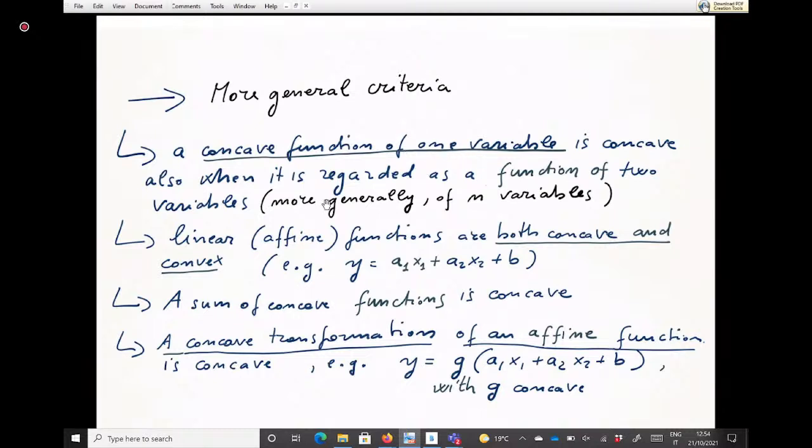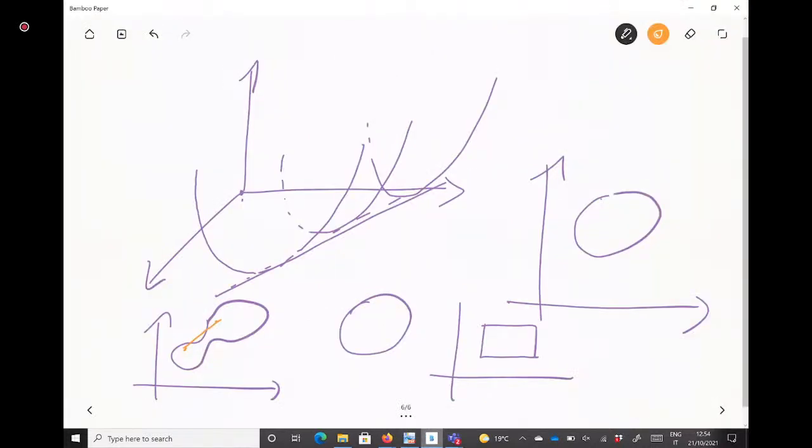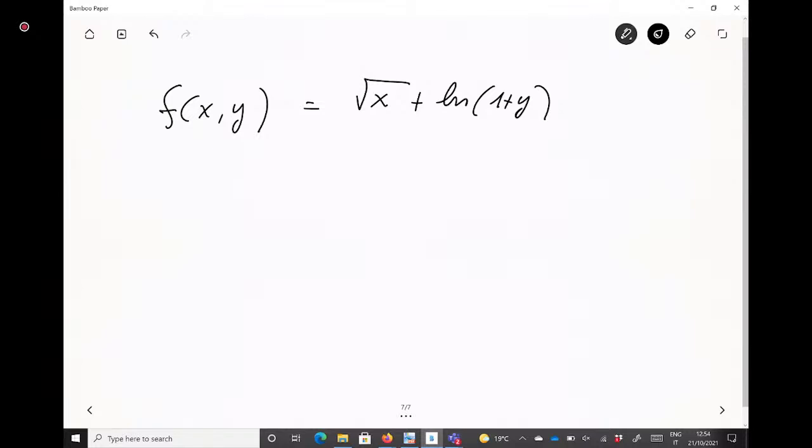This is important because sometimes we have a function of two variables like this: F of xy is equal to, for instance, the square root of x plus the log of 1 plus y. These functions are very common in applied models, also in economics. It's a sum of different terms, and each term depends on a unique variable. This is called additively separable.